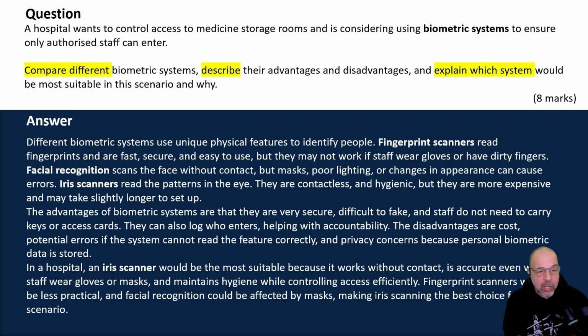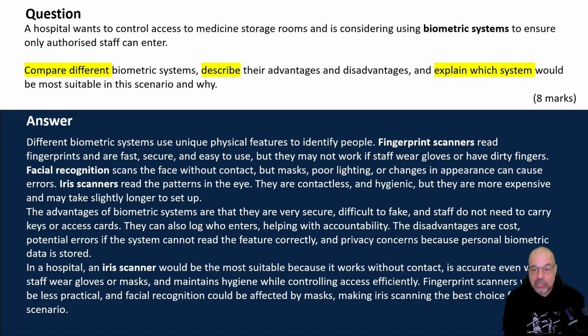The advantages of biometric systems are that they are very secure, difficult to fake, and staff do not need to carry keys or access cards. There you go. Don't need keys, don't need access cards. Everything they need to access that room is on their body. It's physically their body. So if they need access to medicine quickly and they've forgotten their card, it won't be an issue. They can also log who enters, helping with accountability.